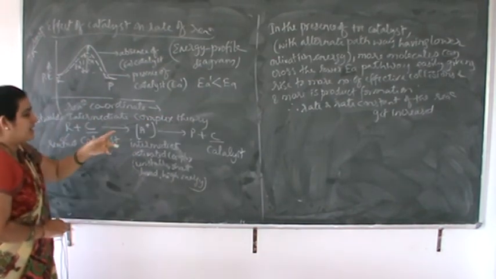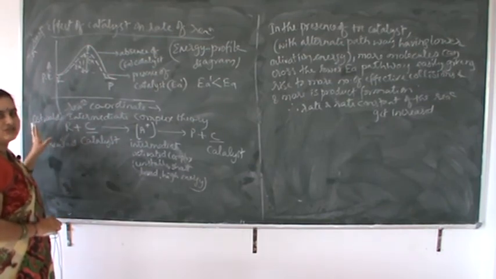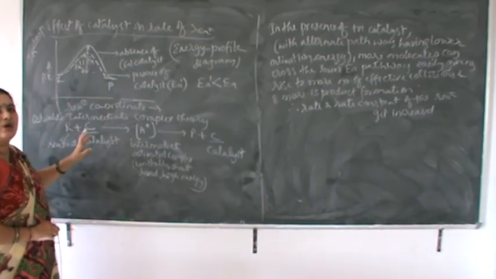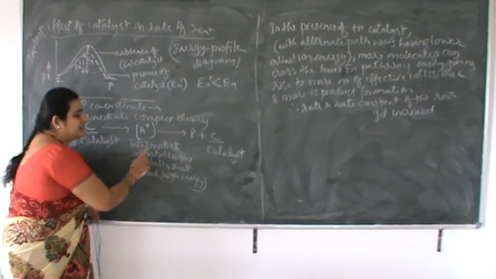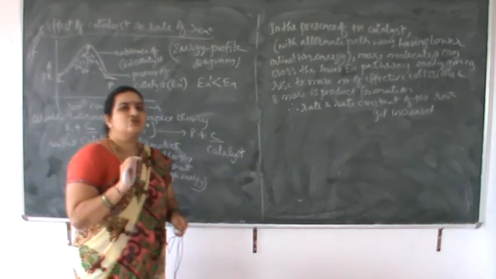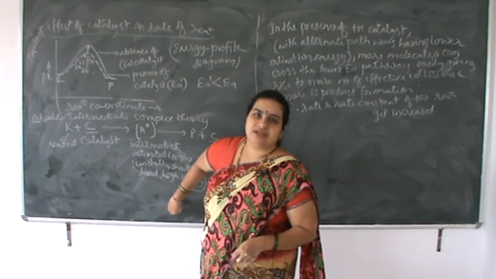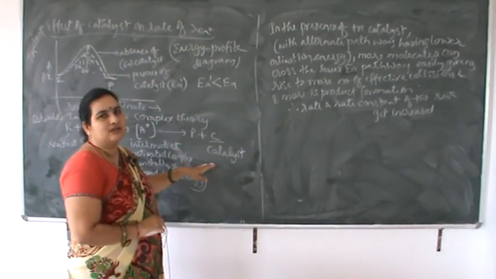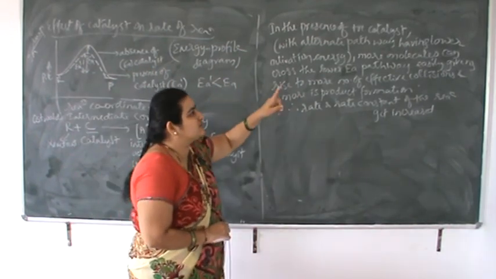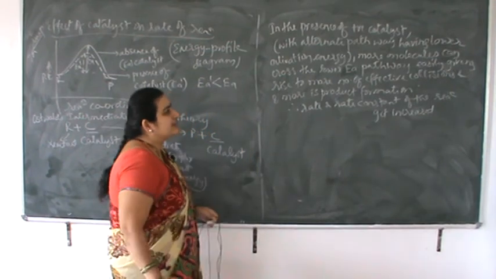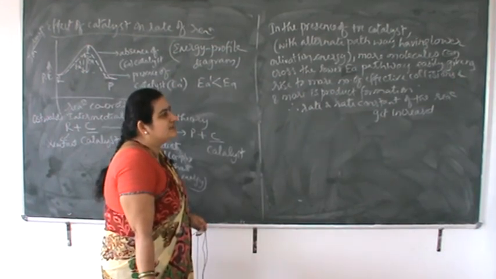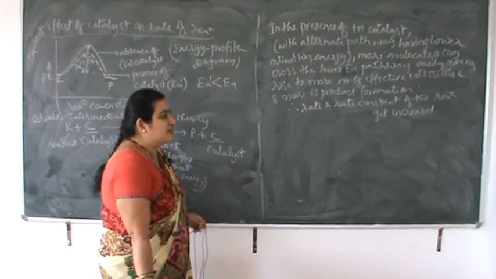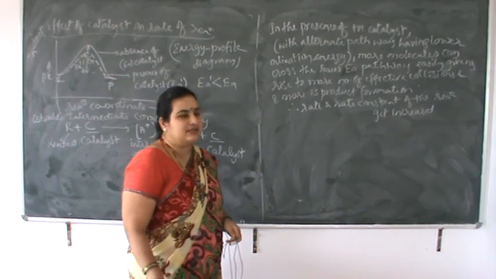So Ostwald's intermediate complex theory says that in any reaction, the reactant combines with catalyst to form the intermediate by covalent bonds. The intermediate is called the activated complex, and that has unstable nature, short-lived species, and high energy state. So this immediately, without wasting any time, converts to give the products and catalyst. Now explain the effect of catalyst in your words. In the presence of positive catalyst with an alternate pathway having lower activation energy, more molecules can cross the lower activation energy pathway easily, giving rise to more number of effective collisions, and hence more is the product formation, and the rate and rate constant of the reaction get increased.